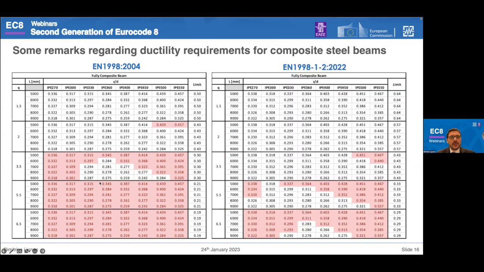Whereas if we look at what's happening now with the new provisions on ductility, you see that, for instance, if you pick a Q factor in the range of 3.5 for a DC2 design, or even 5.5, you will have a much wider range of cross-sections available for the same design, which offers very large flexibility in the design process.